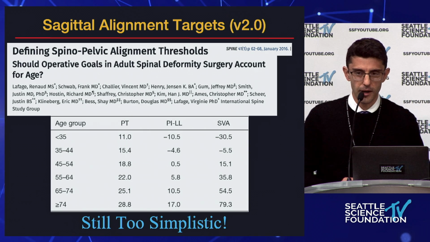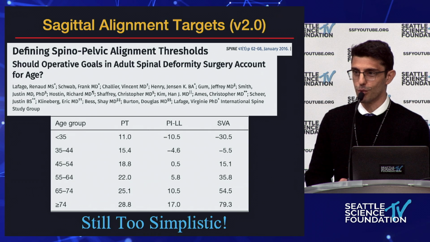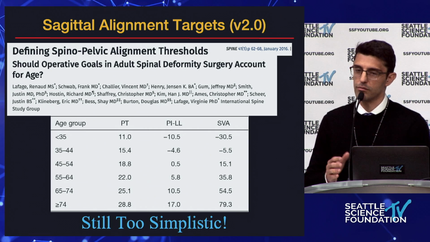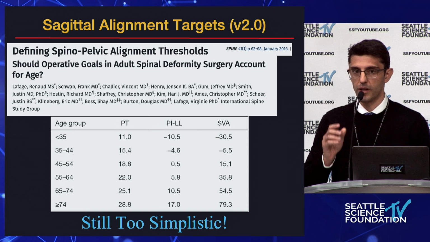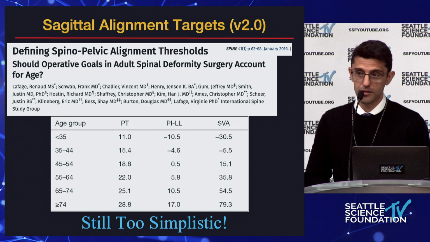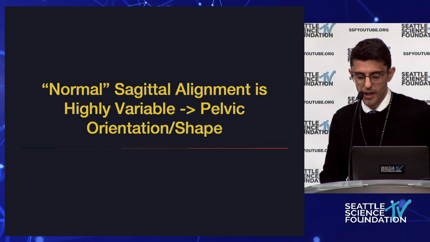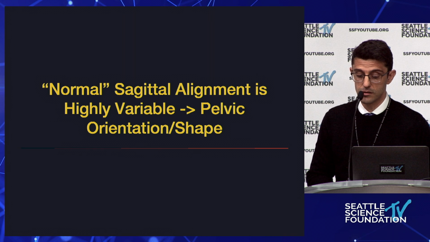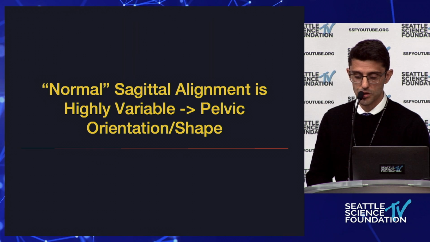And this was followed up by more age-adjusted alignment thresholds, which we'll call version 2.0 of alignment targets. And while this does account, I think, for 50, 60% of the population, it really doesn't account for the extremes. And I still consider this a little bit too simplistic. And really, the reason for that is normal sagittal alignment is highly variable, and it's really driven and determined by pelvic orientation and shape.